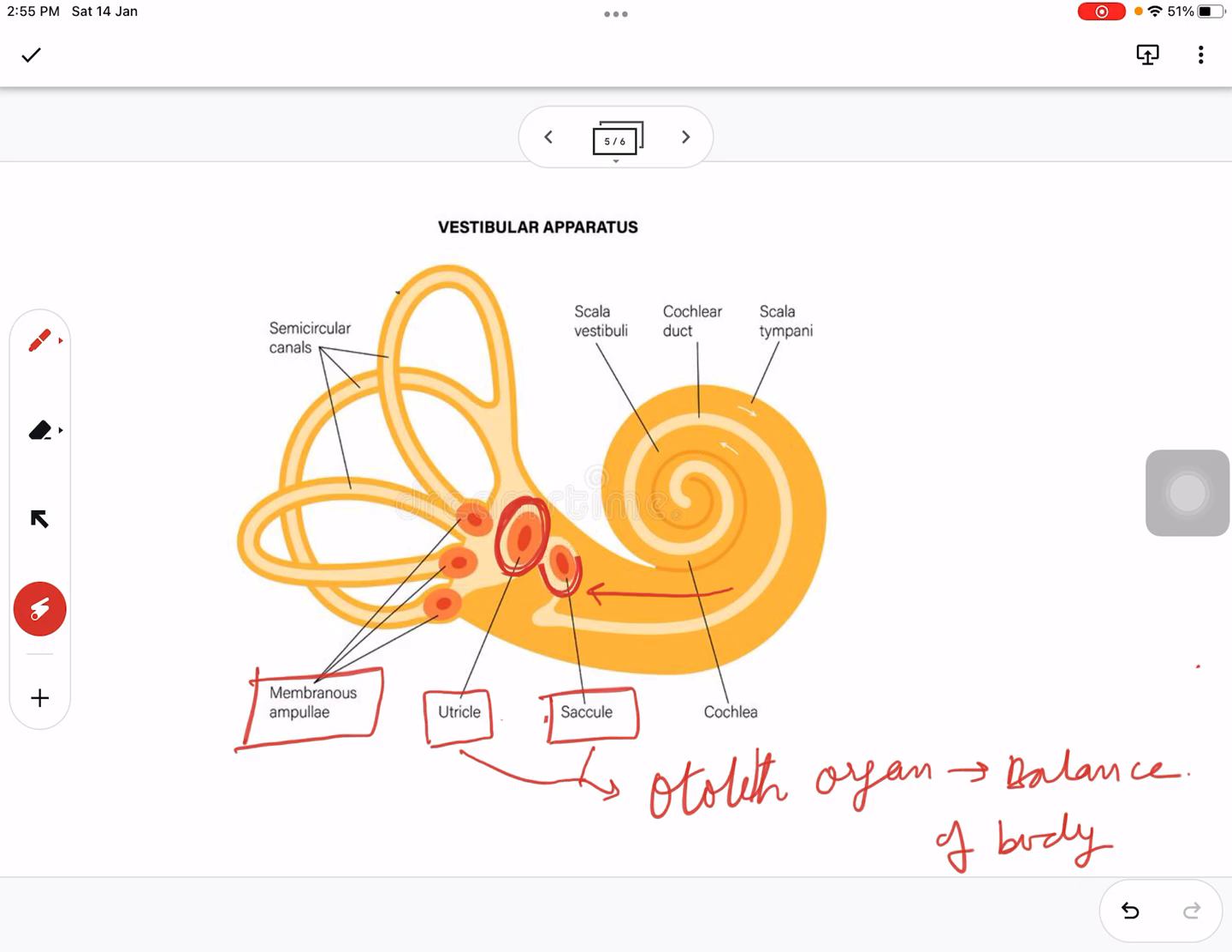With this we come to the end of the anatomy of ear. My next video will be containing the mechanism of hearing of ear.